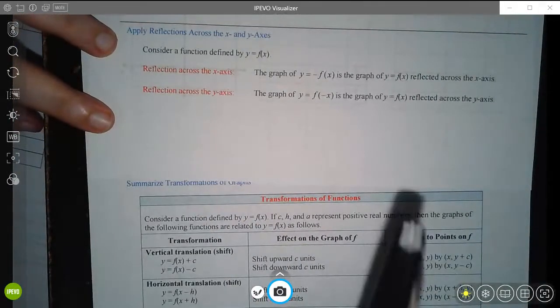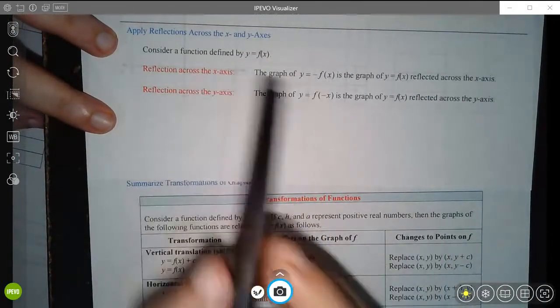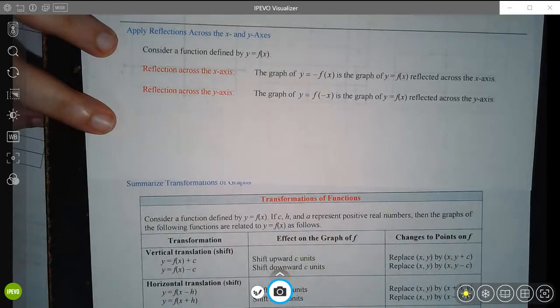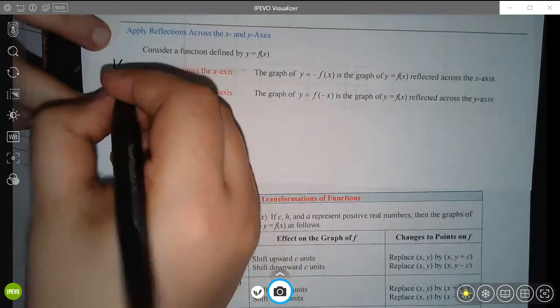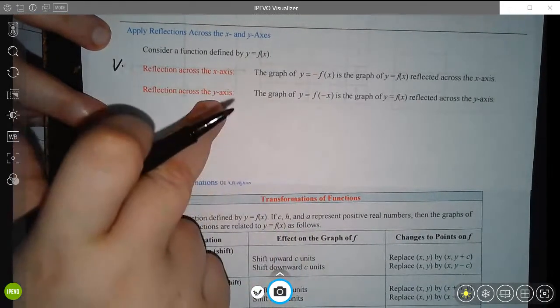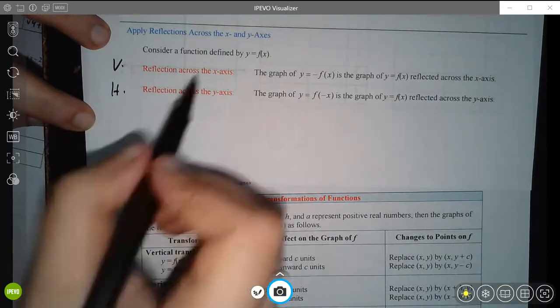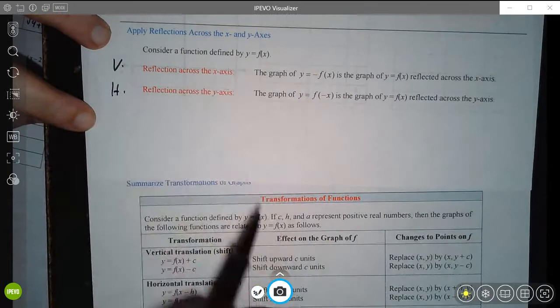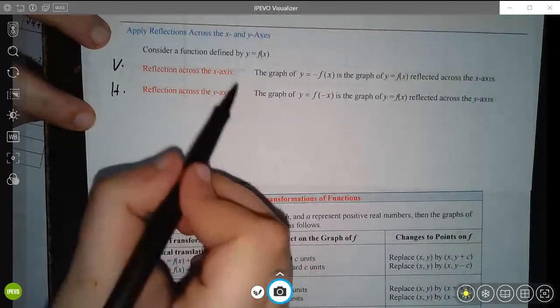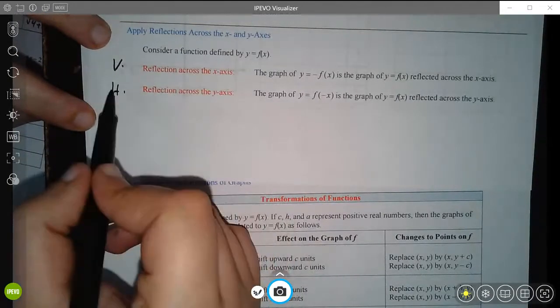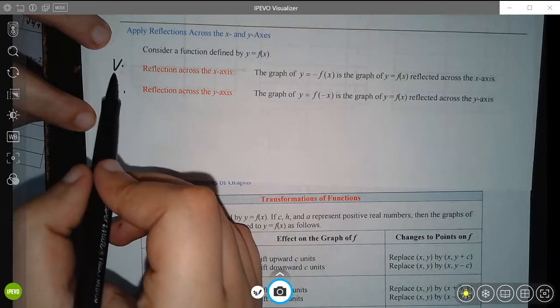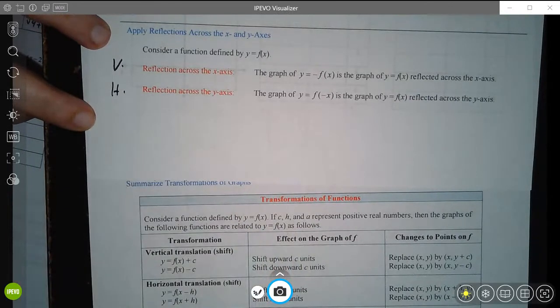Yes? Now, here's the thing. The one that happens across the x-axis is going to be your vertical. And the one that happens across the y-axis is your horizontal. Wait, why isn't x horizontal and y vertical? It's because what's happening across it, that means the direction is going to be horizontal, and here the direction is going to be the vertical. Now let me explain why.